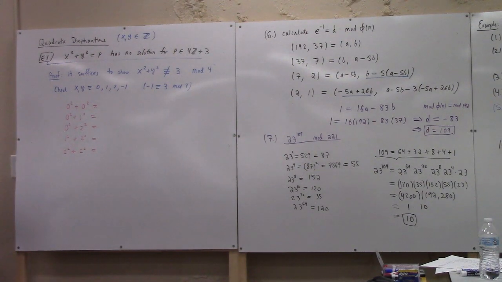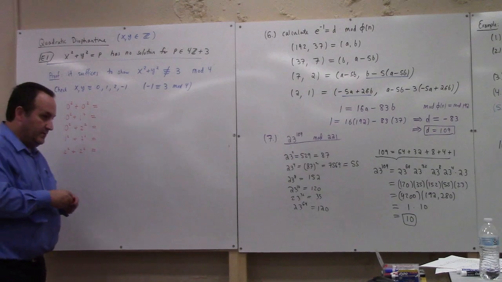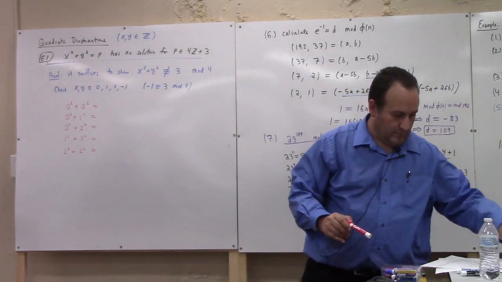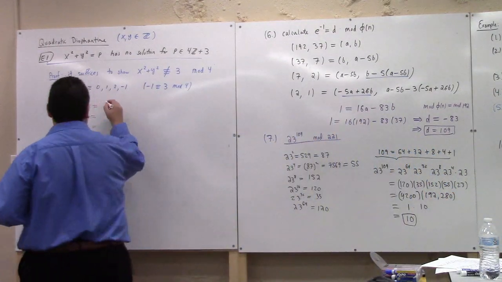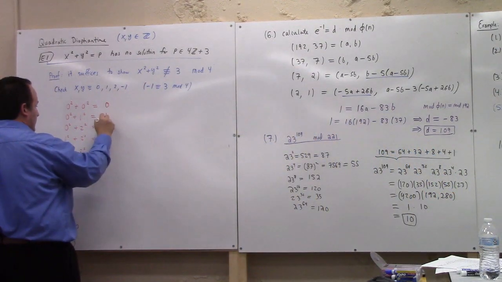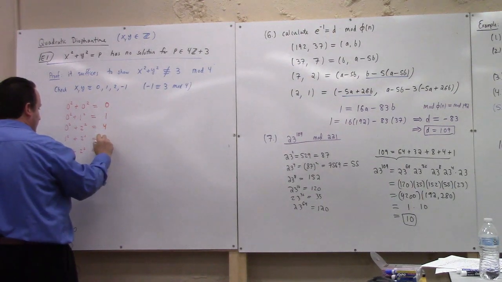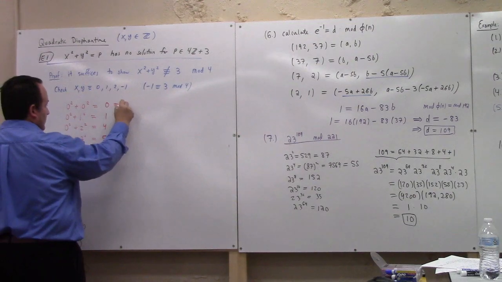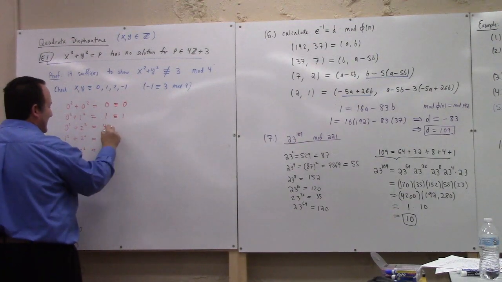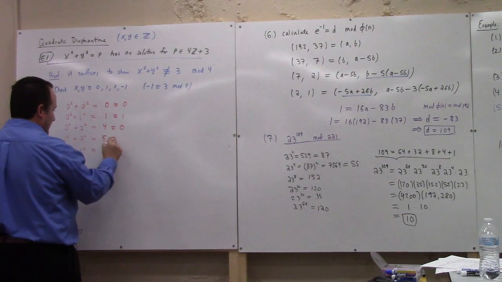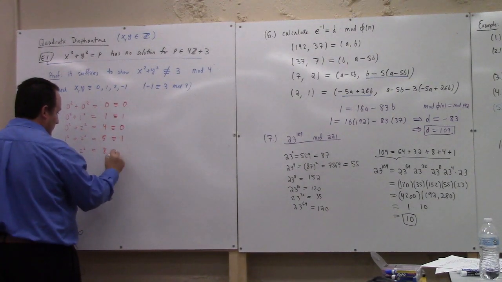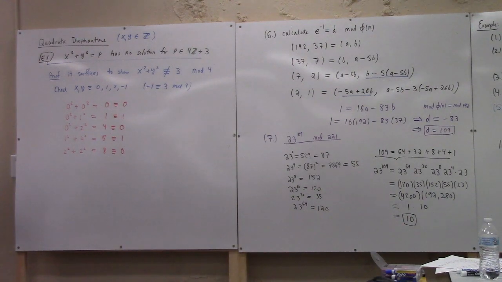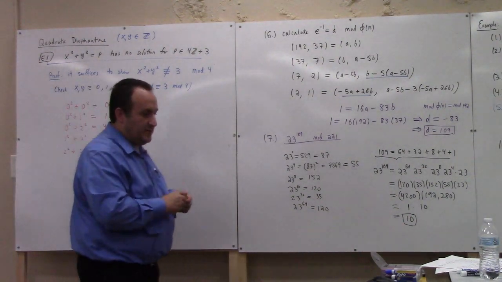All right, so these calculations can be done mod 4. What do we got? 0, 1, 4, 5, 8. Now that's congruent to 0, congruent to 1, congruent to 0. There is no 3 there.